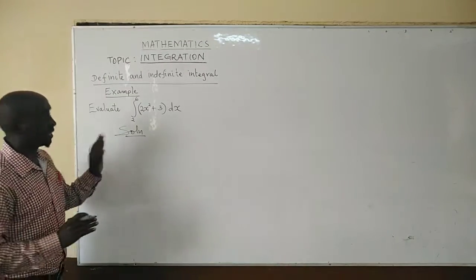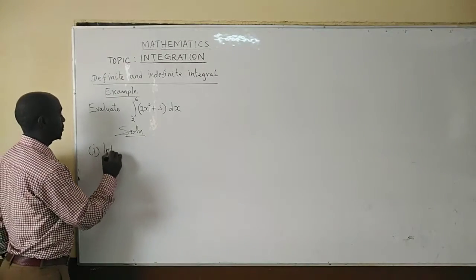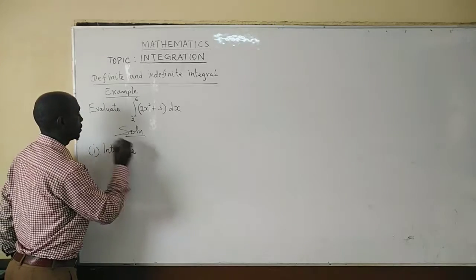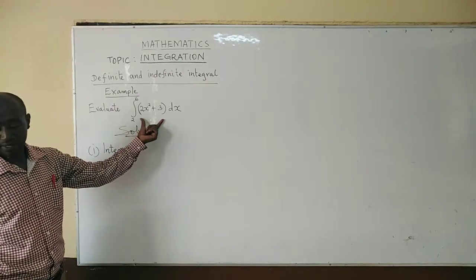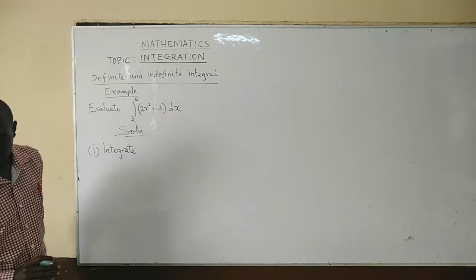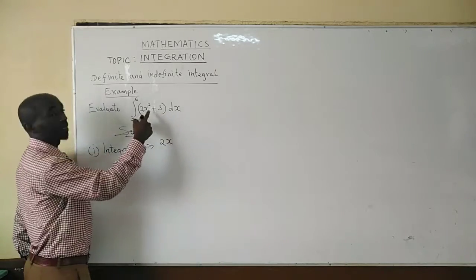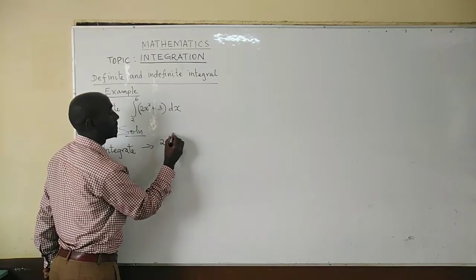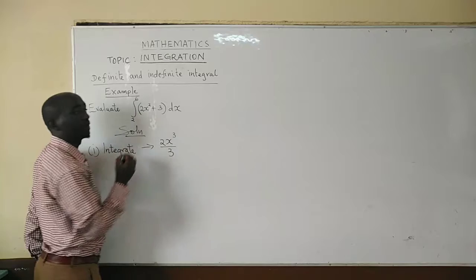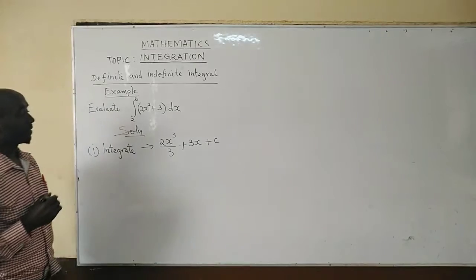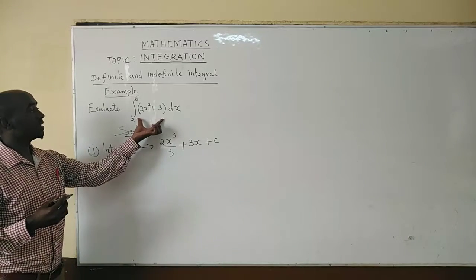Step number 1, you integrate this 2x squared plus 3. When you integrate, what do we get? You get 2x raised to power 3 over 3, plus 3x. When you integrate 3, you get 3x, then plus a constant c. That is step number 1. We integrate this.